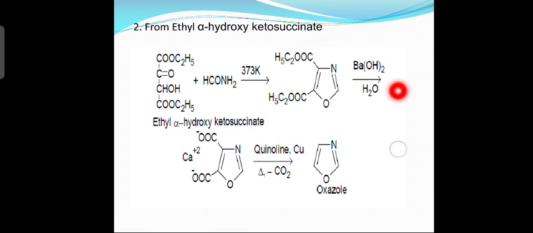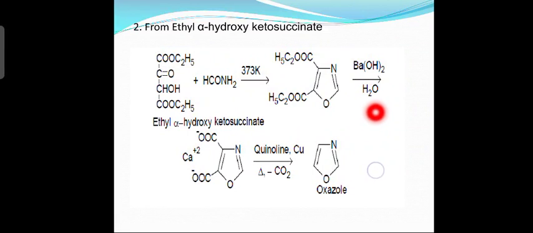Now the second method is from ethyl alpha-hydroxy ketosuccinate with what? Formamide. So what is the formula of formamide? HCONH2. This will react with ethyl alpha-hydroxy ketosuccinate heated to 373 Kelvin to give this product. You can see two ester groups, COO, and two ethyl groups; the diethyl ester is obtained.